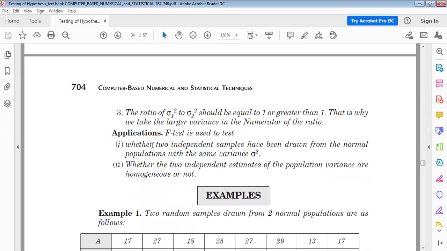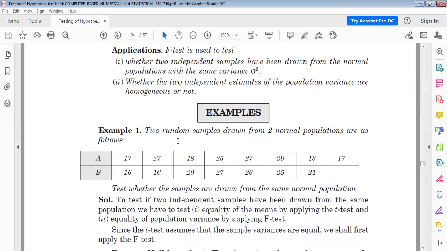There are many applications of the F test. In the first lecture we studied applications of testing of hypothesis. There are two important applications of the capital F test: to test whether two independent samples have been drawn from normal populations with the same variance sigma square, and whether two independent estimates of the population variance are homogeneous or not. That means you can test whether they are the same or not by applying the F test.